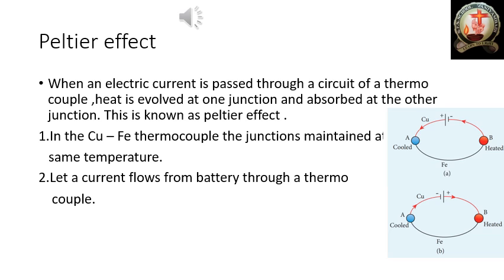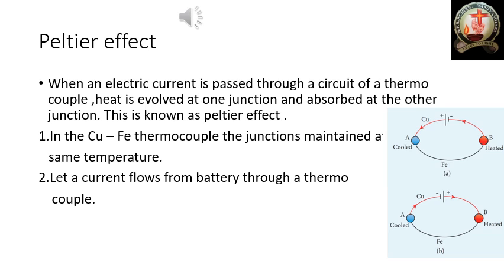Okay, so this is the case. Current flows from battery through a thermocouple. I took one point. What is that? At junction A, current is flowing from copper to ferrous. At this time, junction A is absorbing heat.